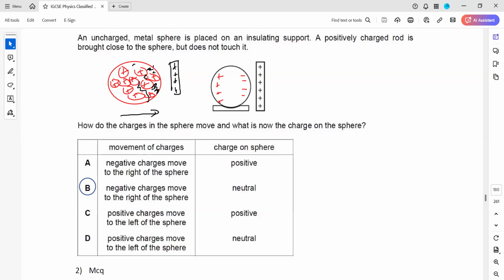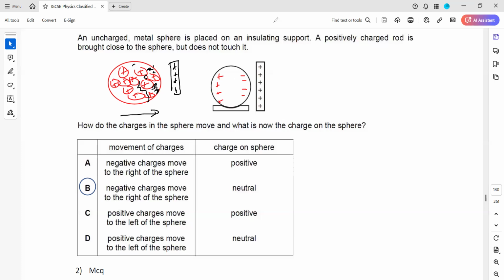The movement is there for the negative charges to the right of the sphere, but overall this sphere will remain neutral. Like if it had 10 positive and 10 negative before, right now it will remain 10 positive, 10 negative. The only difference is it created a distribution. It will get charged if we connect an earthing wire. If an earthing is connected, in that case the electrons will move and it will make it overall negative. But without earthing, this sphere is still neutral, but due to the presence of the charged rod, it created a distribution of the charges within the material.